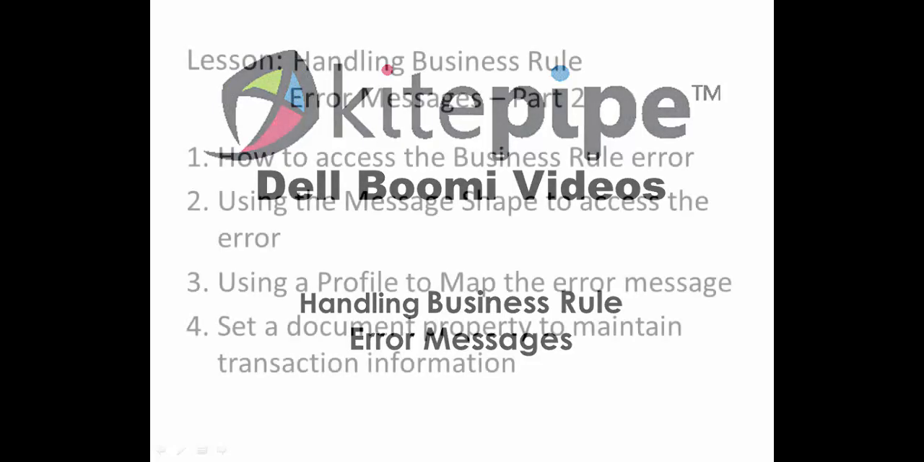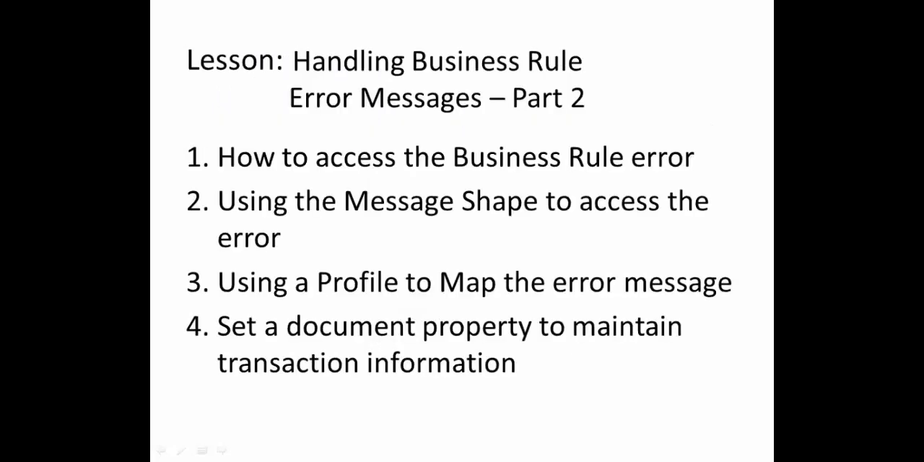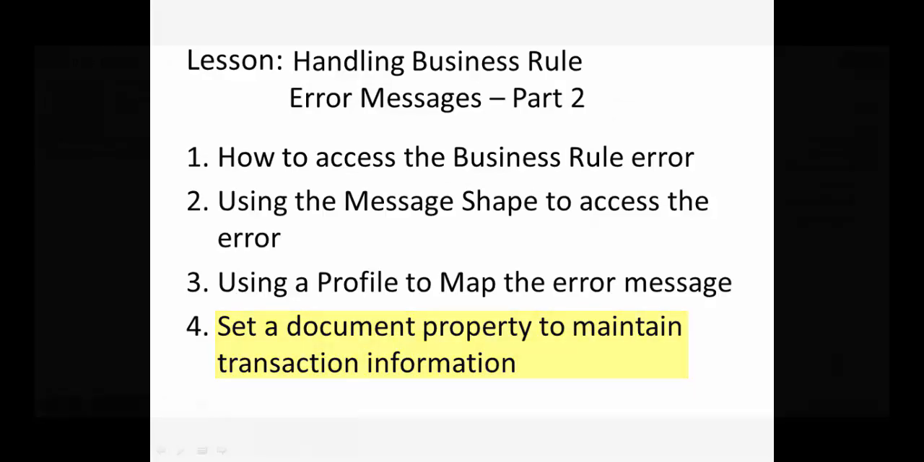In this clip, we continue with our handling of business rule error messages. In part 1, we saw how we access the business rule errors using the message shape and the specialized document property. In part 2, we will complete the error handling with a map that transforms the error message structure into a flat file and talk about how to manage your transaction context information.